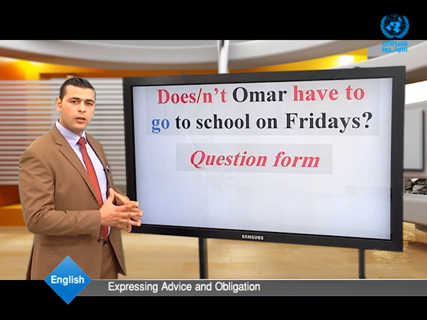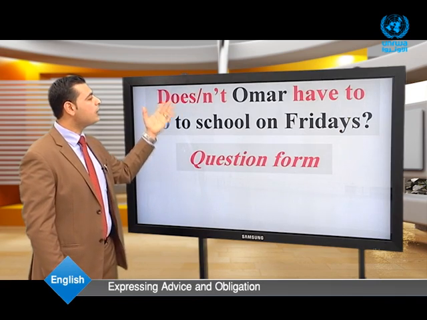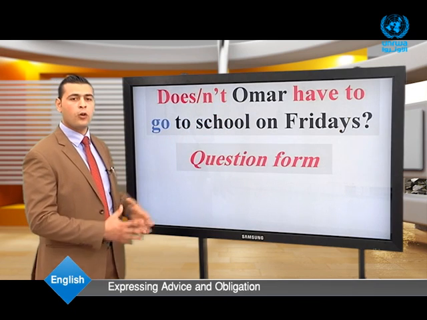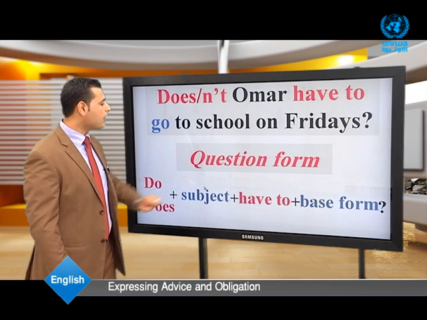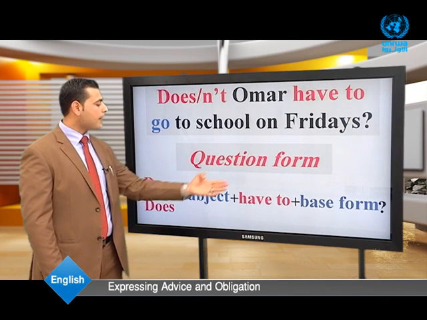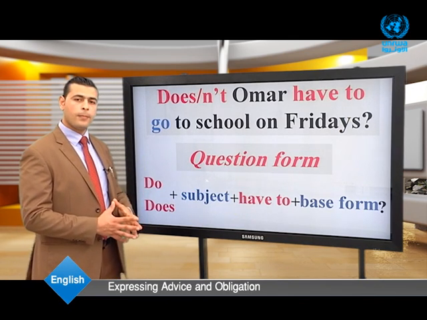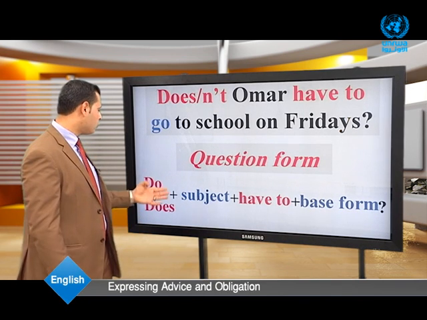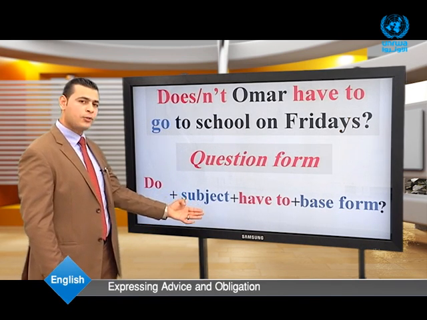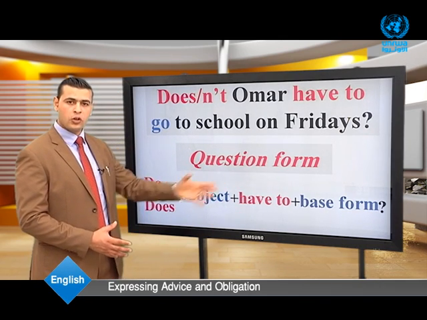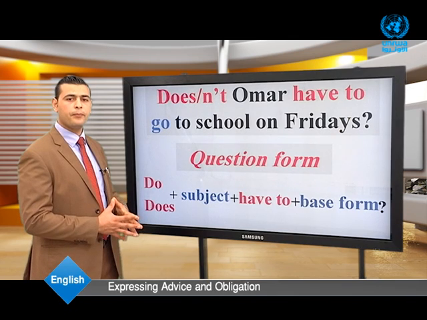Why have to? Because after do, does, and did, we use the base form of the verb. And have to is the base form of have. So in the question form, we have do or does plus the subject plus have to plus the base form, and at the end, of course, we have the question mark.